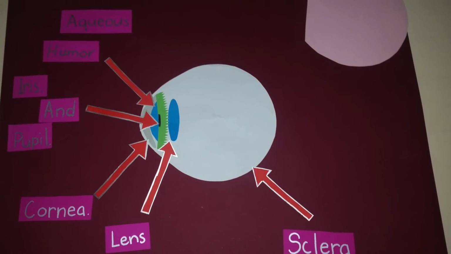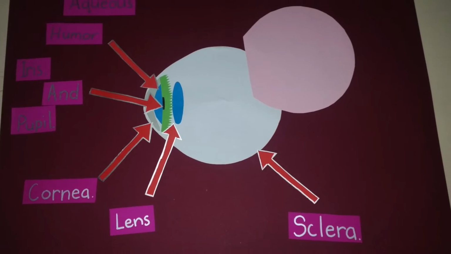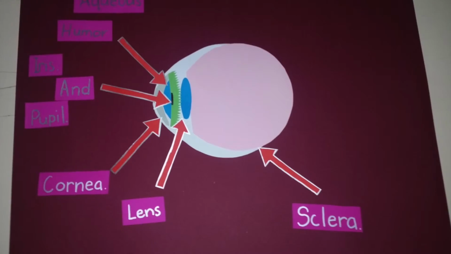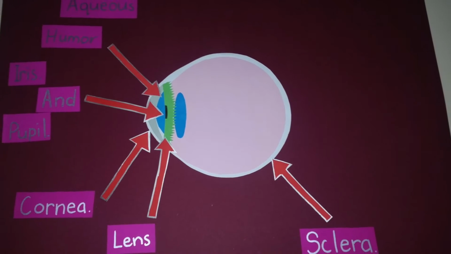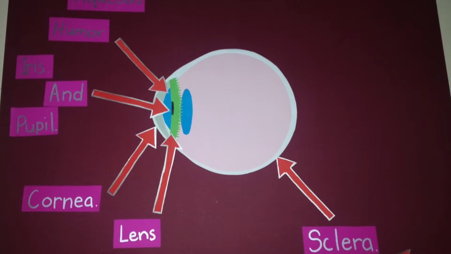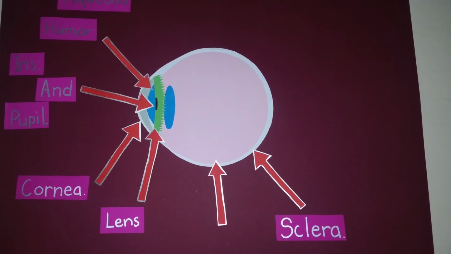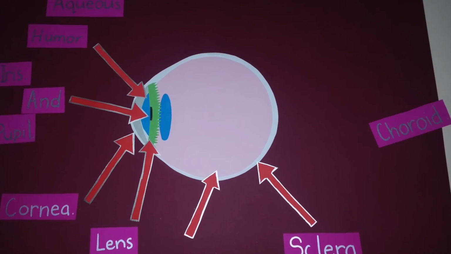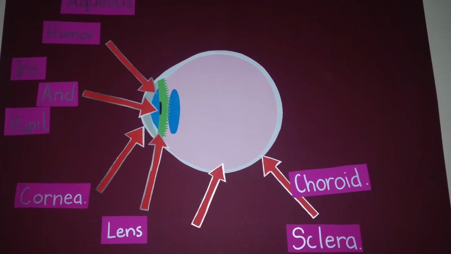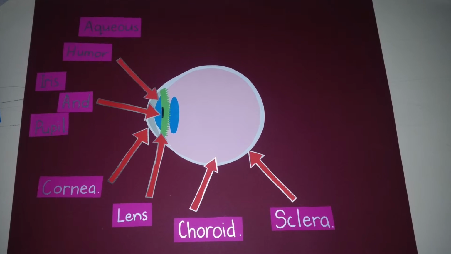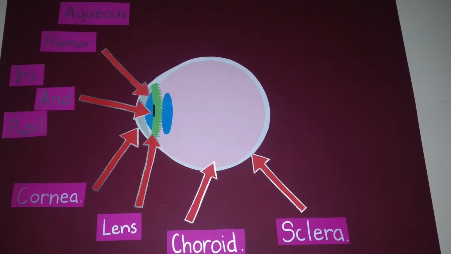Next, we have the choroid. The choroid is a layer of membrane that covers the entire eye except for the iris and pupil. Its blood vessels provide nourishment for the entire eye. It is usually dark brown in colour, and because of its pigment, it also absorbs excess light to stop it from scattering around inside the eyeball.